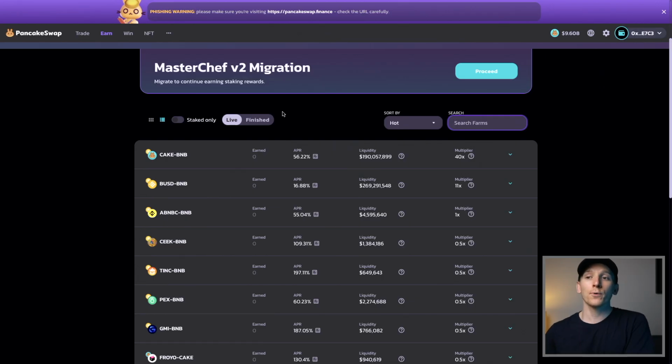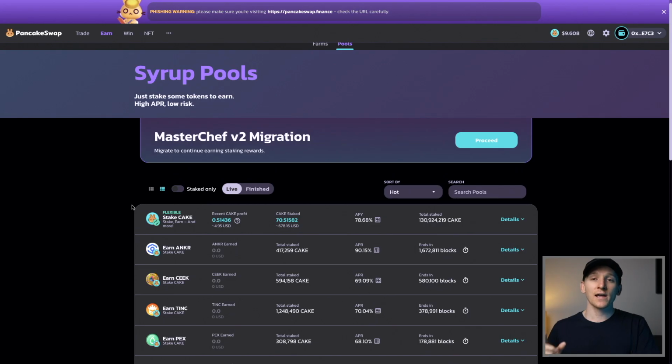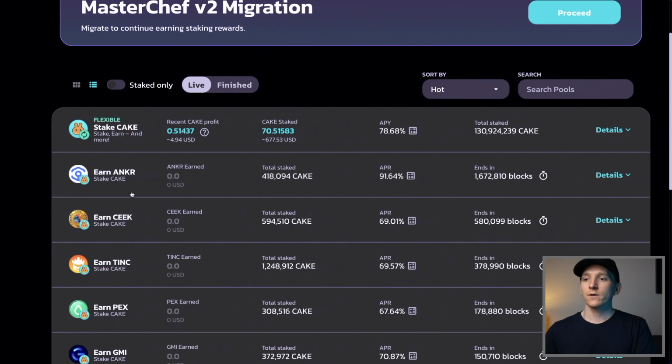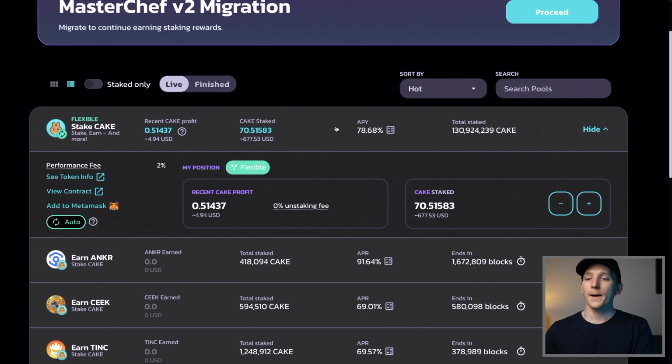Pools is simply where you take the Cake token and then put it in the pool and you get another token out. So if you come to earn and then pools, this is not providing liquidity. This is where you just have Cake and you basically stake it in the pool and then earn other tokens. So you can see I've done this a few days ago with some Cake tokens right here, and I'll show you how this works. So you can just stake Cake tokens, and that's it, and they'll just pay you an APY. You can see the APY is 78.68%, which is insane, obviously. And the amount of total staked is obviously very high. Come and enable the pool again and add some Cake.